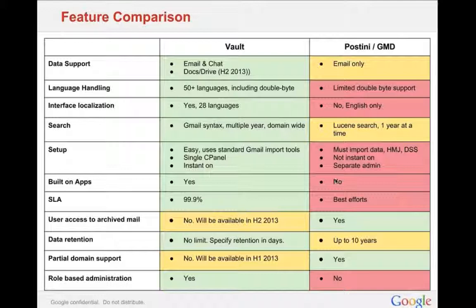From data support, we support not only just email, but also chat and soon Docs and Drive and potentially other Google services down later this year. There's a lot more language support. Searching is much more powerful. SLAs are great at 99.9%. Setup is easy. It's instant on. Remember that Vault is an in-place archive. So the moment you turn on Vault and set retention policies, we will be able to retain all your existing emails based on the logic that you set up. Data retention, there's no limit. You can go up to essentially forever. GMD has a 10-year limit, and there's a lot of role-based administration features that you can do with Vault.